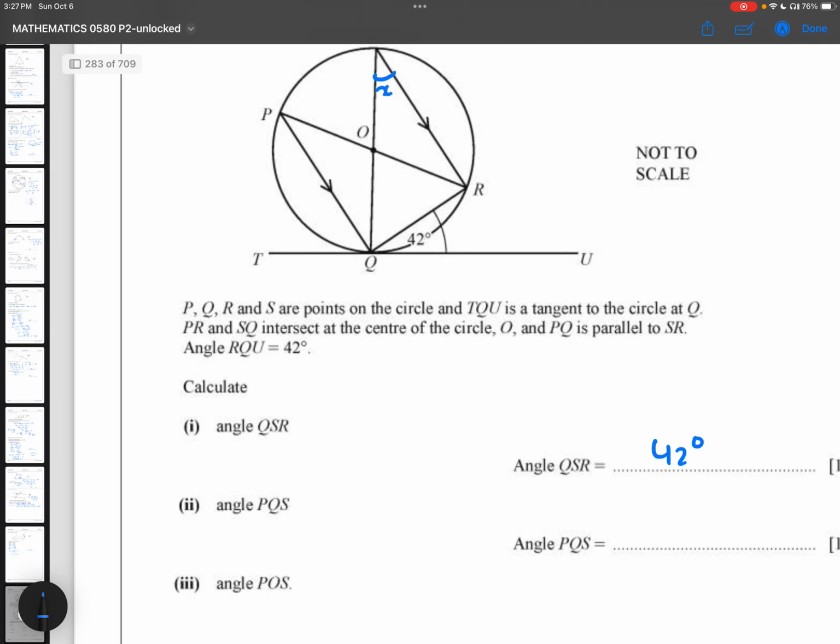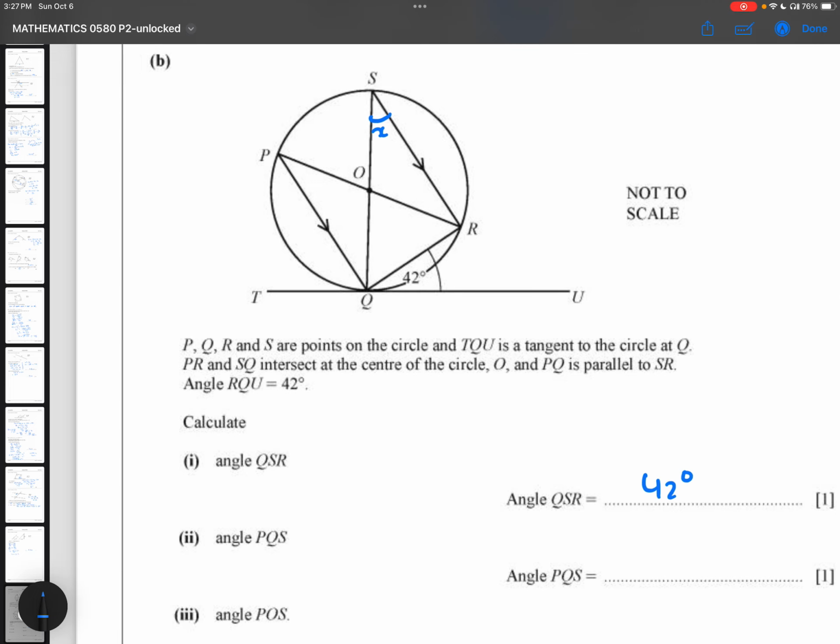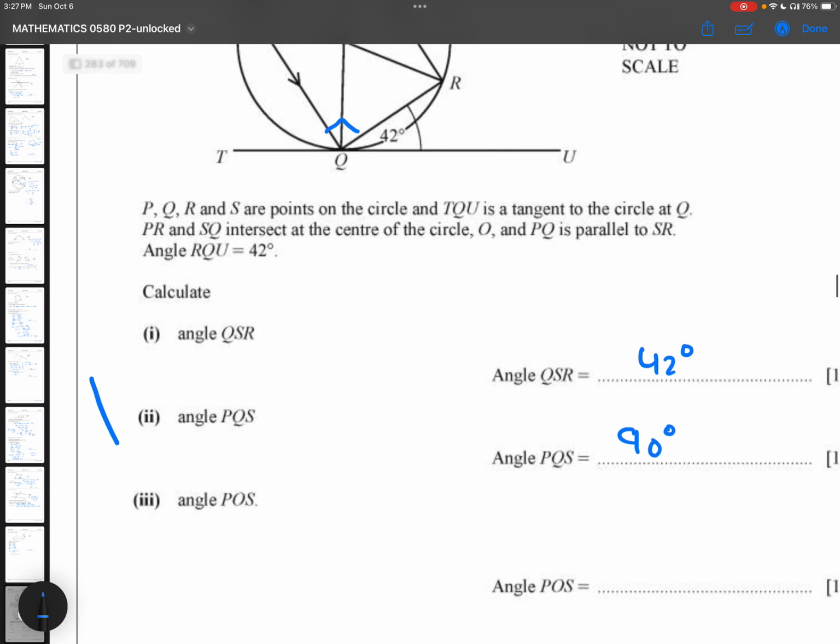Now angle PQS. Now we know that O is the center of the circle, so POR is the diameter of the circle. And angle PQS is subtended by the diameter PR. And according to the property, the angle subtended by the diameter of a circle on the circumference is equal to 90 degrees. So this PQS is equal to 90 degrees. Now we need to get angle POS.